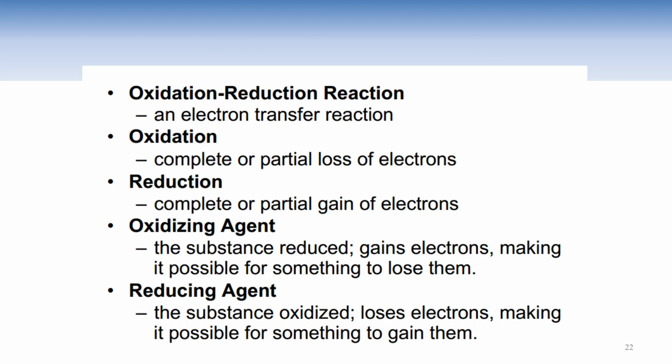So an oxidation-reduction reaction is an electron transfer reaction. Oxidation is the complete or partial loss of electrons, so you're giving up electrons. While reduction, you're becoming more reduced because you are gaining those negatively charged particles. So it's a complete or partial gain of electrons. The oxidizing agent is the substance that is reduced. It gains electrons, making it possible for something to lose them. The reducing agent is the substance that's oxidized. It loses electrons, making it possible for something to gain them.